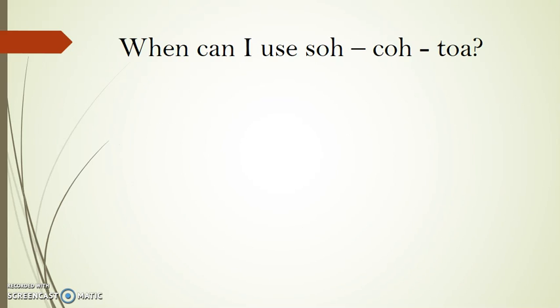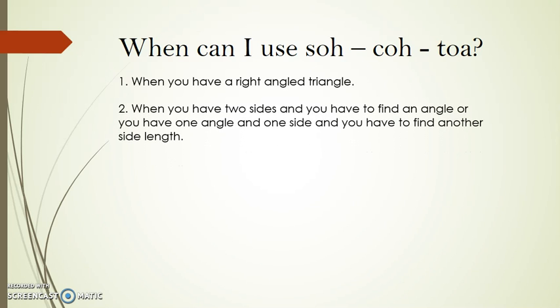Next, when do I use SOHCAHTOA? Again, you have to be given a right-angled triangle to use SOHCAHTOA. Now, you can use SOHCAHTOA when you have two sides and you have to find an angle. So this is where it's different from Pythagoras. You've got to find an angle. Or you can have one angle and one side and you've got to find the other side. Okay? So let's have a look at an example.